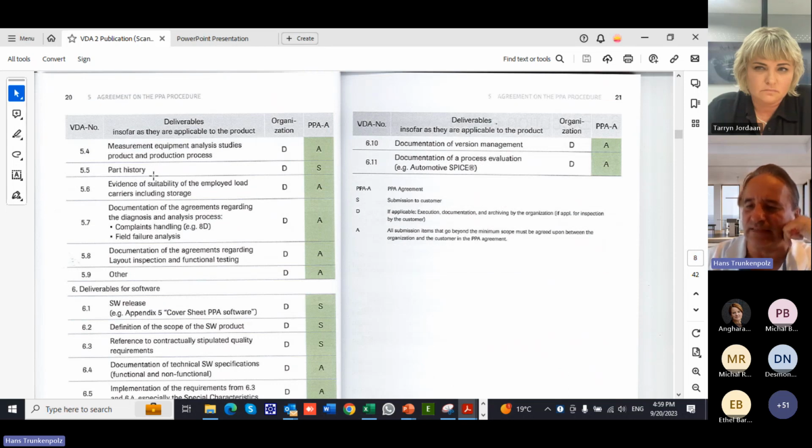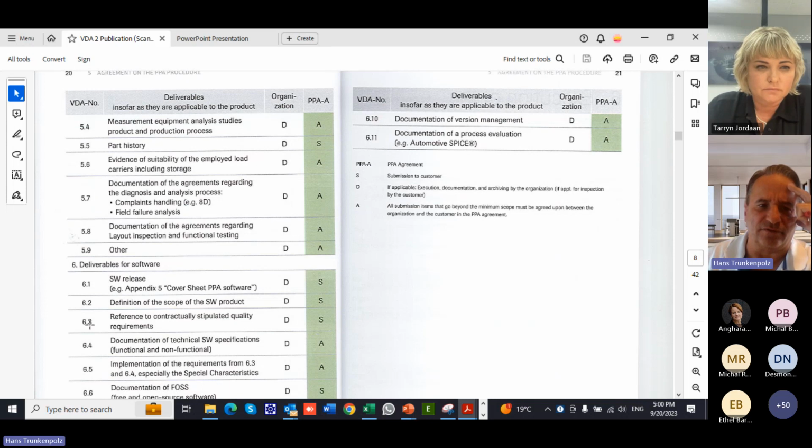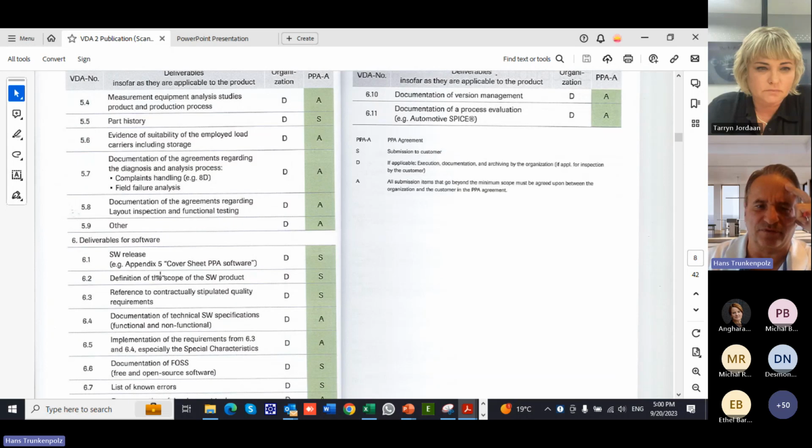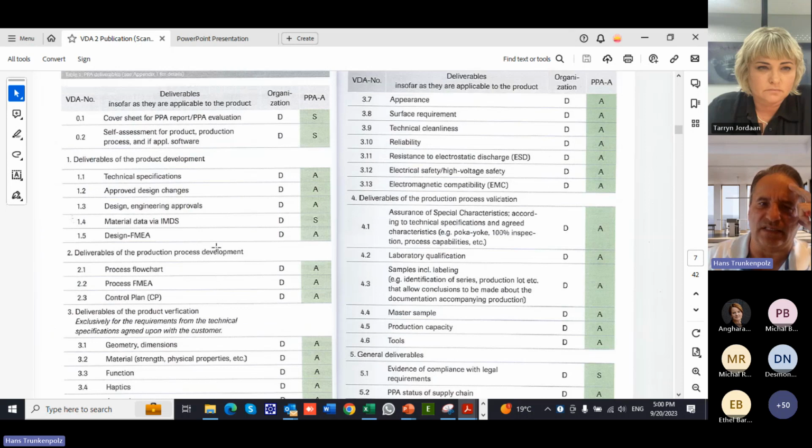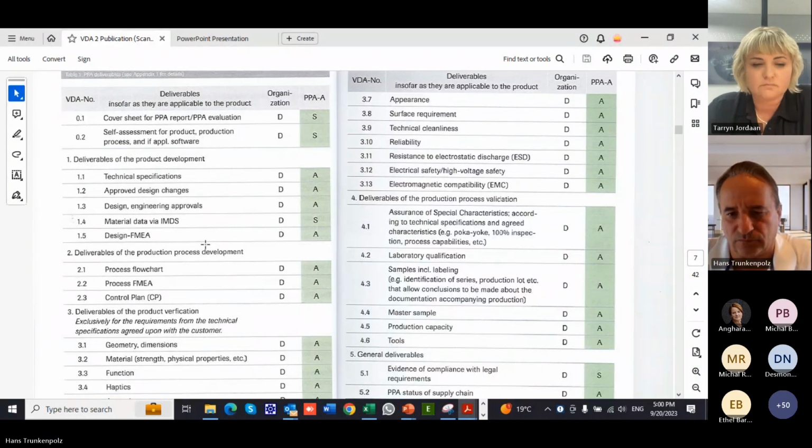The part history sheet is also not a PPAP. Many people submit that. They say, yes, but it's not a PPAP submission document. It's because your customer requires it, but according to PPAP, it's not one of the 18. And then you have the extra in the software that you also don't find in the PPAP. So all the 18 are to be found in VDA 2, but over and above, VDA 2 or PPA has additional ones. Does that answer the question, sir?